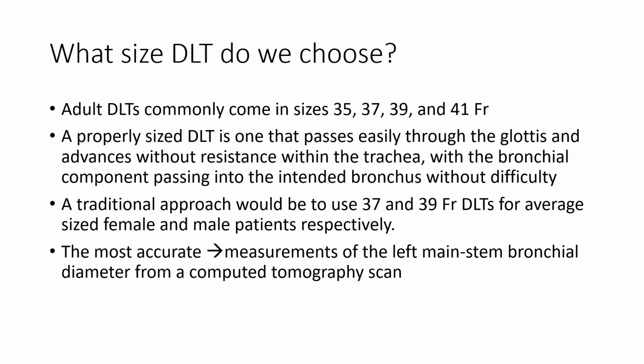So the most accurate method to select the size of the double lumen tube is to use the measurement of the left main bronchial diameter from a CT scan. But the problem is not all patients will have a CT scan with them. Then the traditional approach, most clinicians will select the size depending on the patient height as well as the patient weight. But this is not actually so accurate.